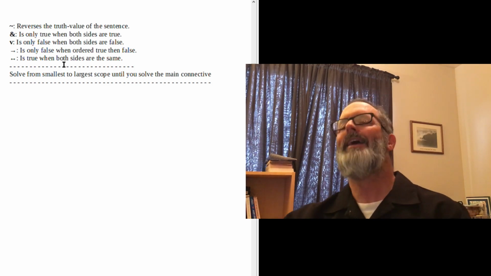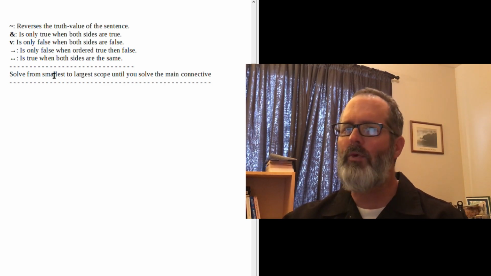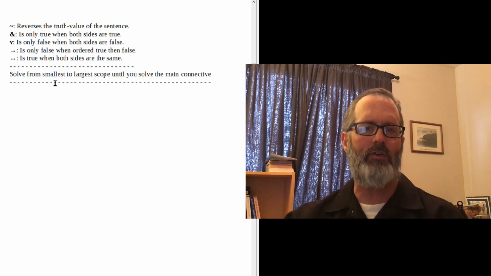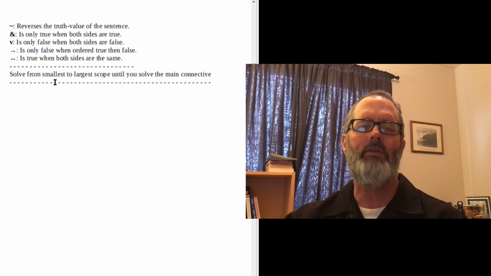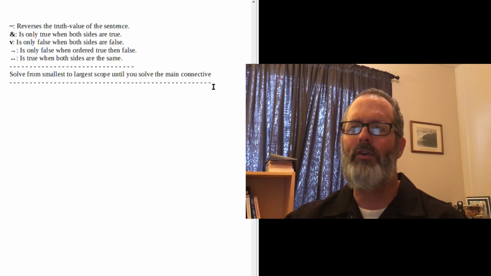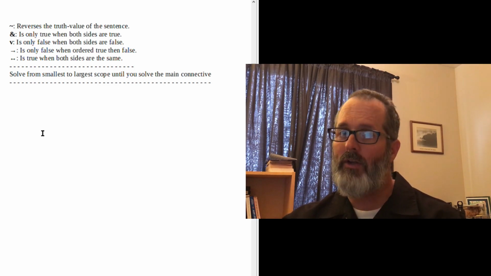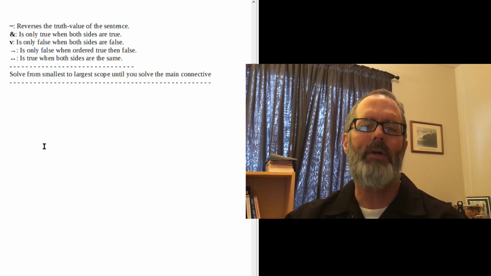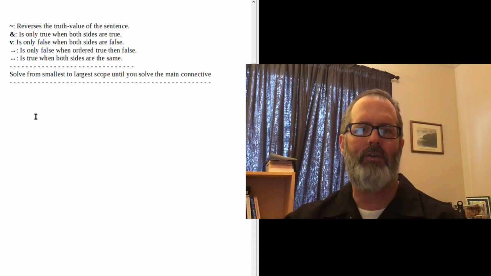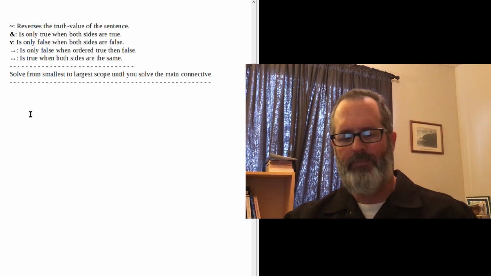Okay, so here is the only rule we need for solving the truth values of sentences. Watch, this is really simple once you learn the mechanics. Here is the technique: solve from smallest to largest scope until you solve the main connective. So notice, we have to be familiar with scope. We need to see how much of the sentence is affected by the connective, and that's how we'll solve. We'll solve from smallest scope to largest scope.